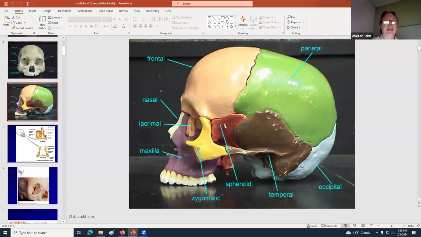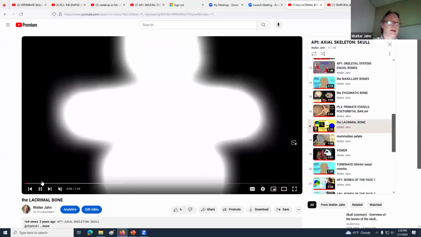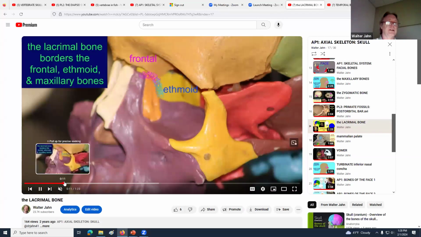If I were to look at the skull from this lateral view, notice there's the nasal bones, but here's a little tiny bone called the lacrimal bone. Like many things, it has an interesting history. Here it is in humans. It's really small, right? It touches a bunch of bones, as you can see. But it's this little tiny bone.